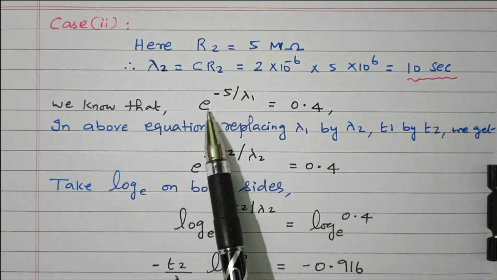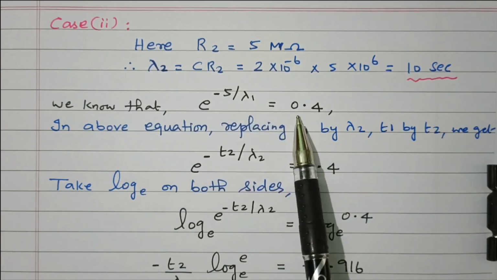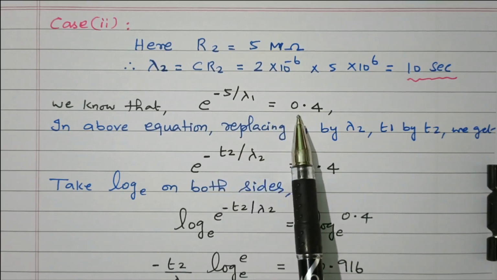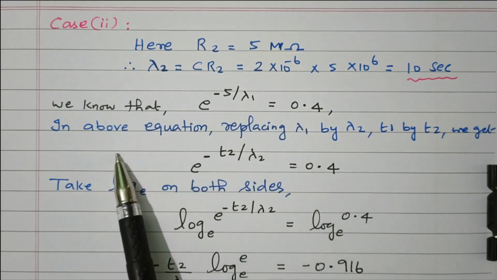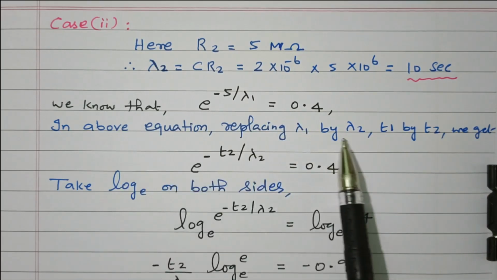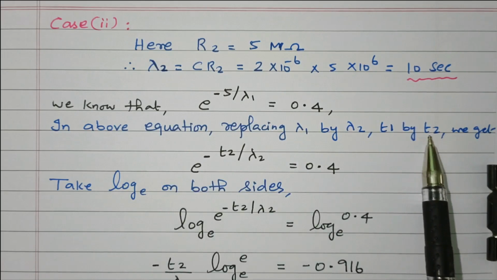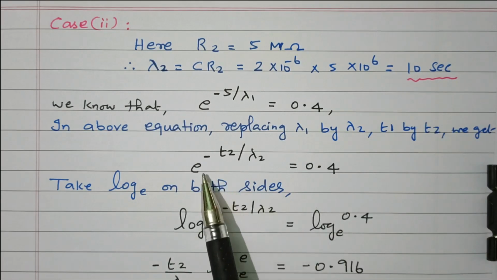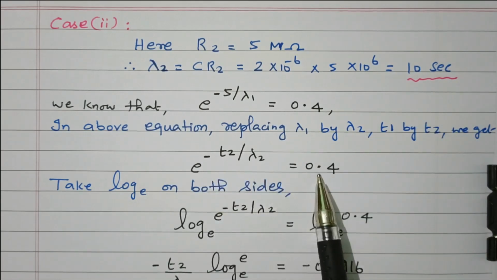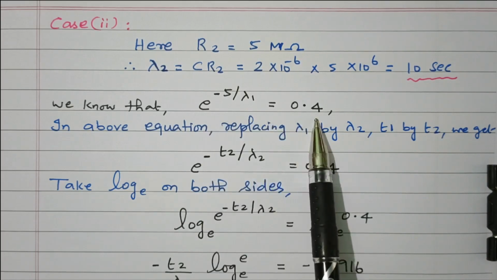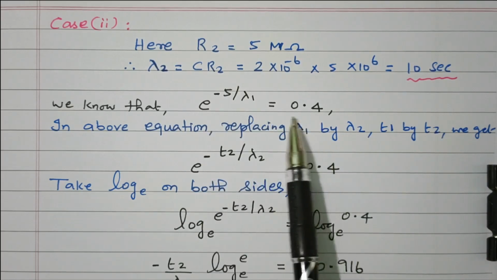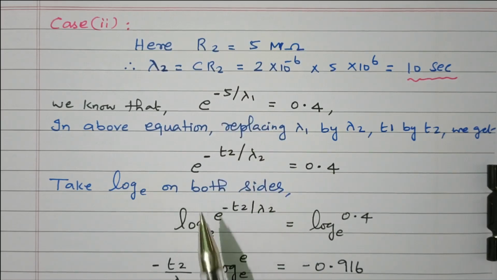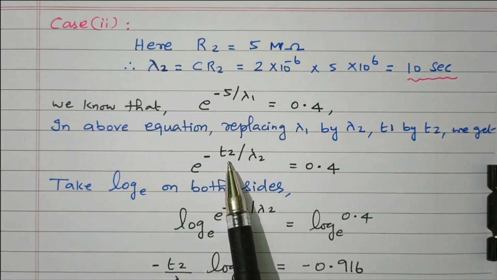But we know that e power minus 5 by lambda 1 equals 0.4. That is already given, from the previous equation. So in the above equation we can replace lambda 1 by lambda 2 and T1 by t2, so that we can get the time for the second case. E power minus t2 by lambda 2 equals 0.4. This equation is already available from the previous case; in that we are replacing lambda 1 by lambda 2 and 5 by t2, so that we are able to find the value of t2.